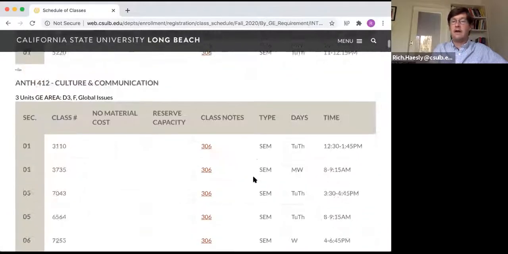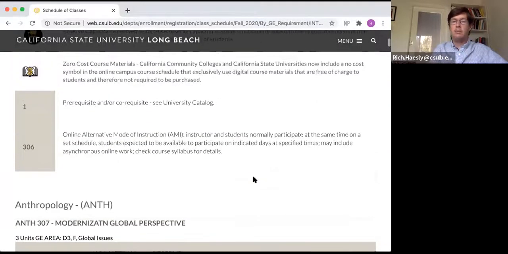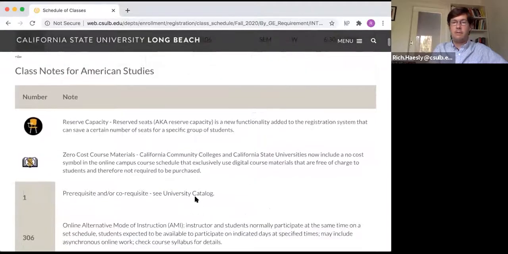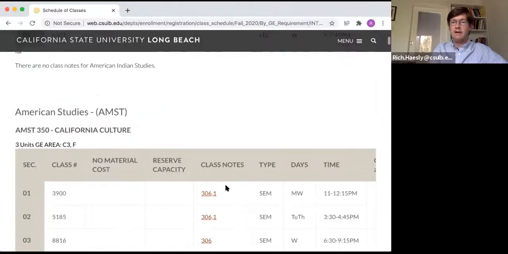And so you're free to take any of those. If there is a prerequisite, it will be listed in the class notes. That's what this number 1 is, listed under class notes. That means there is a prerequisite, and the system will not allow you to enroll in a class if you don't have that prerequisite already completed. So it's a way to investigate these GE upper division capstone courses.